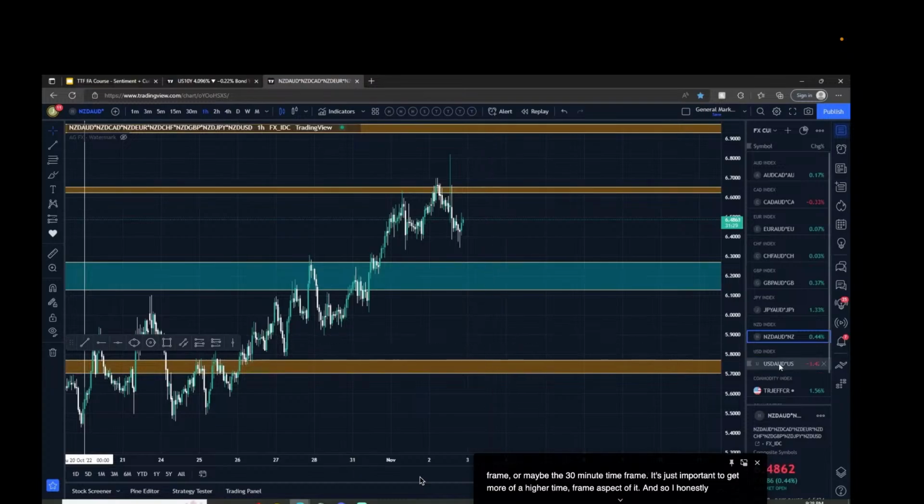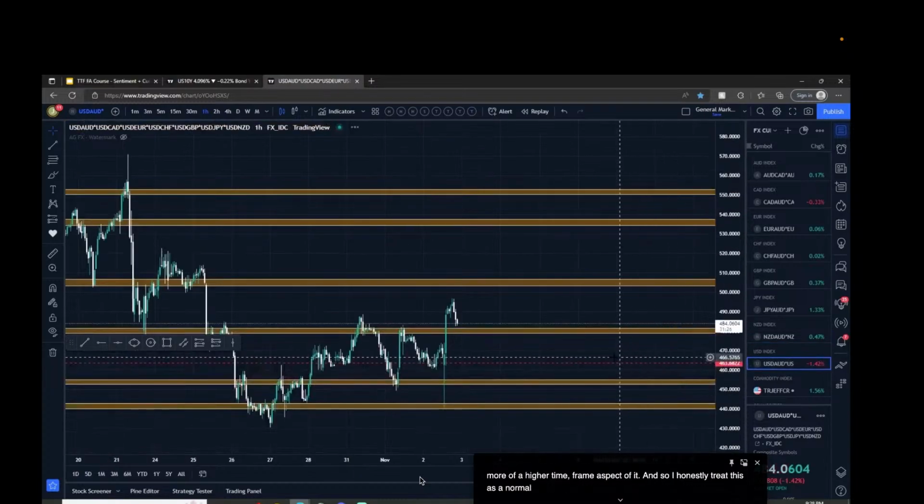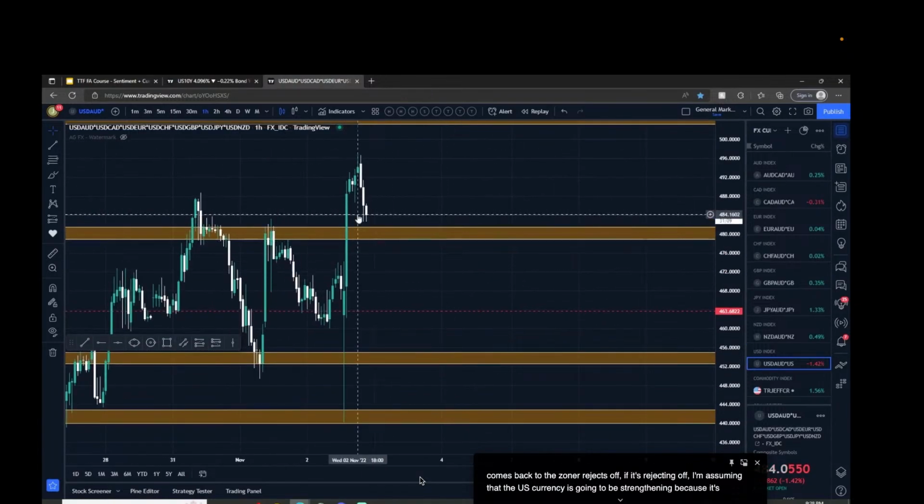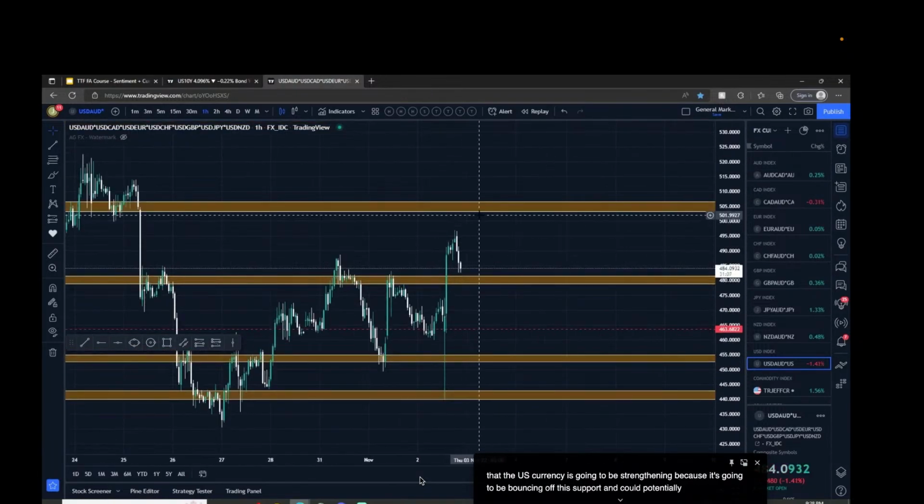And so I honestly treat this as a normal pair. In this case, I have a 1 hour level because it's orange. From this instant, what I like to see here is it comes back to the zone and rejects off. If it's rejecting off, I'm assuming that the US currency is going to be strengthening because it's going to be bouncing off this support and it could potentially be coming up here.